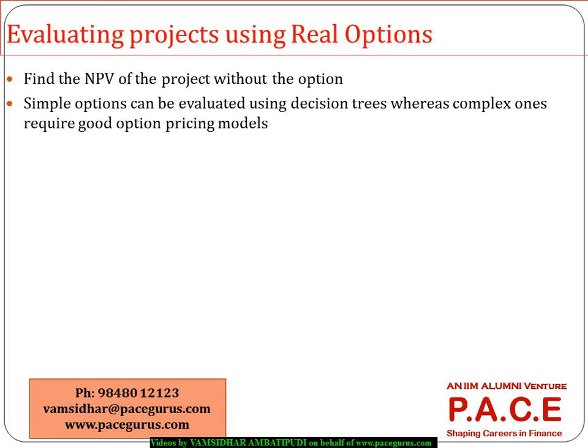So as just a simple thing, find the NPV of the project without the option and then find out the value of the option by finding out the NPV of the project with the option. So either you can use decision trees if the scenarios are simple, but if the options are complex, it's better that you go with standard option pricing models like a binomial tree or a Black-Scholes kind of approach.